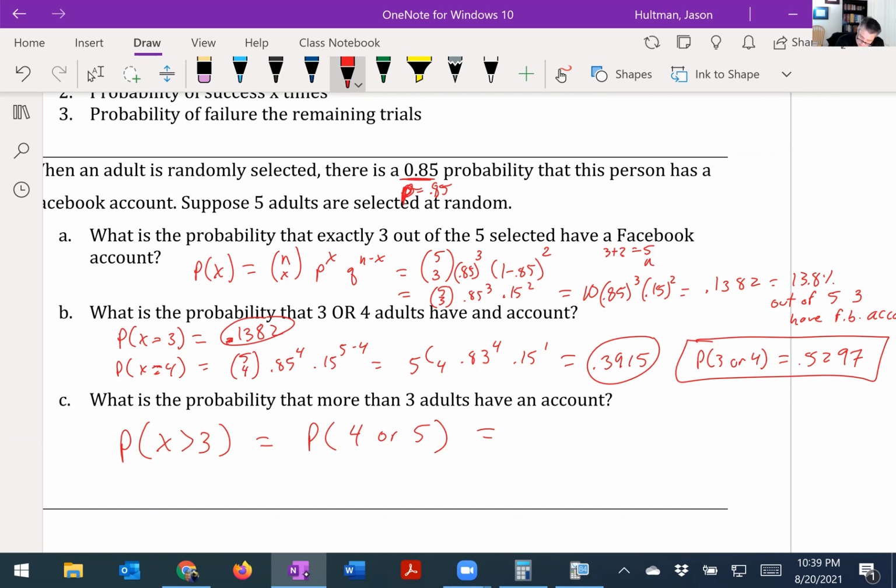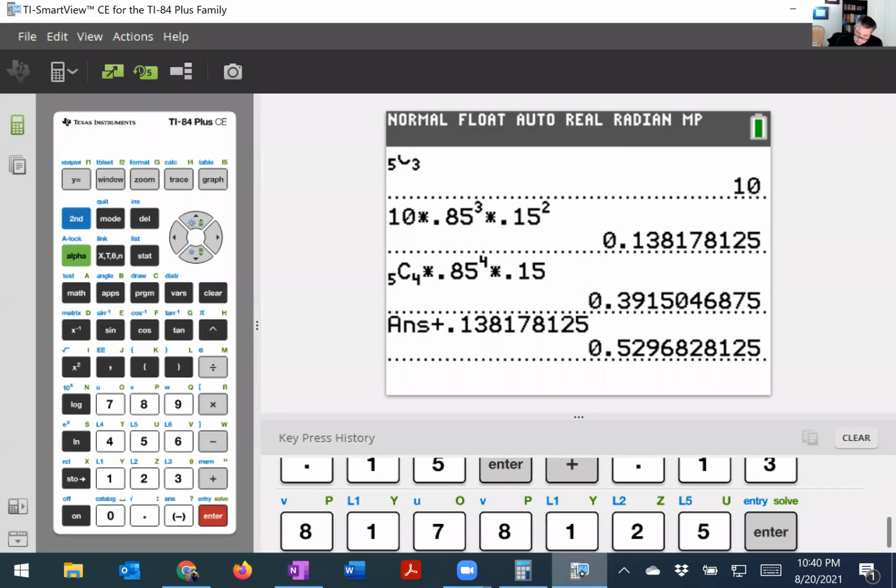So again, this is going to be 5 choose 5, times 0.85 to the 5th times 0.15 to the 0. Again, the exponents have to add up to n. So if there's 5 successes here, then there's 0 failures. So out of 5, choose 5. Well, how many ways can I choose 5 out of 5? There's only one way. And we can see that on the calculator too.